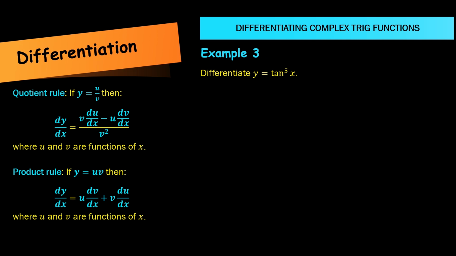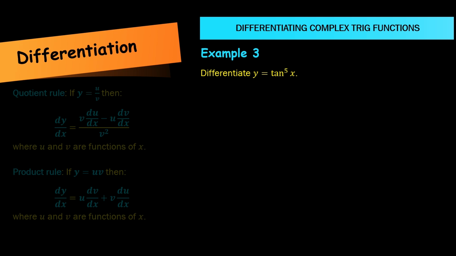Now let's take a look at another example. Pause the video and have a go. Press play when you're ready to view the solution. We are required to differentiate y equals tan x to the power 5. So let's solve this. Y equals tan x to the power 5 can be rewritten as tan x all raised to the power 5. This is simply a matter of notation.